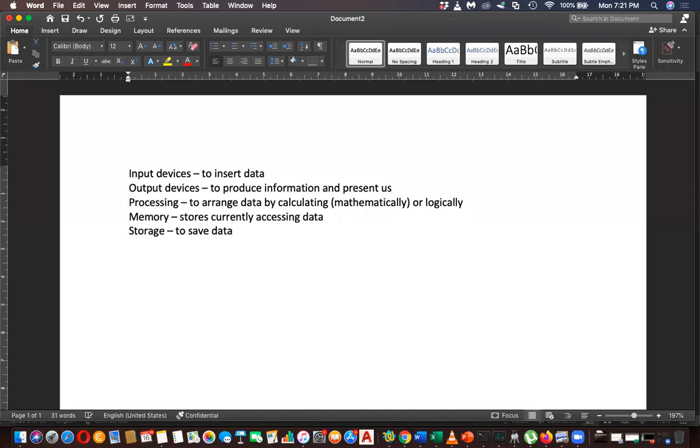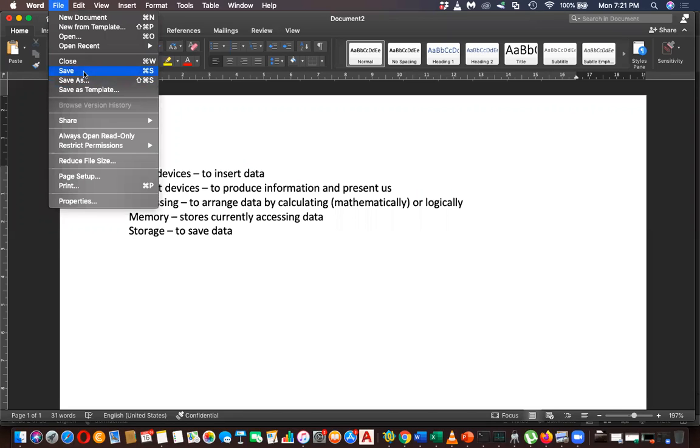Okay. So I'm doing some tasks. You can say what's happening. When I save this document, what will happen?